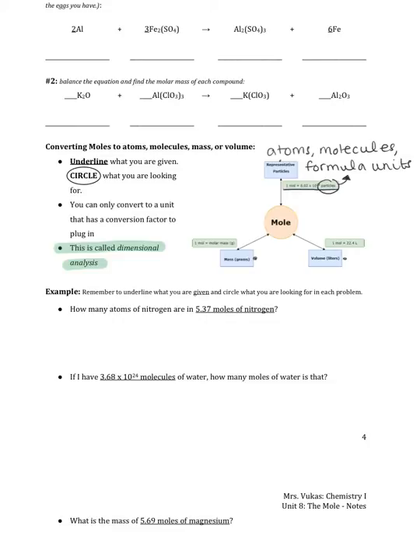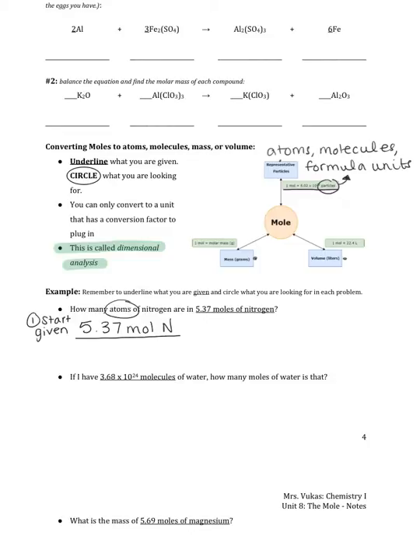So I want to start with this first one. It says how many atoms of nitrogen are in 5.37 moles of nitrogen. You always want to underline what you're given and circle what it is that you're looking for. In this problem, we have 5.37 moles of nitrogen. Step one is you're always going to start with whatever it is that you're given.